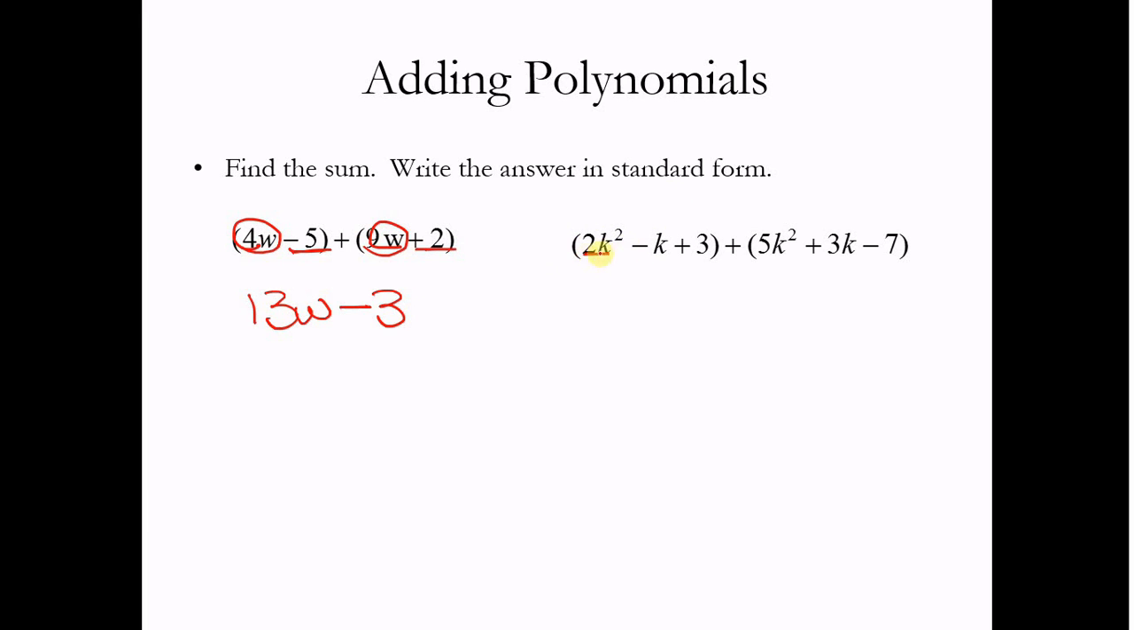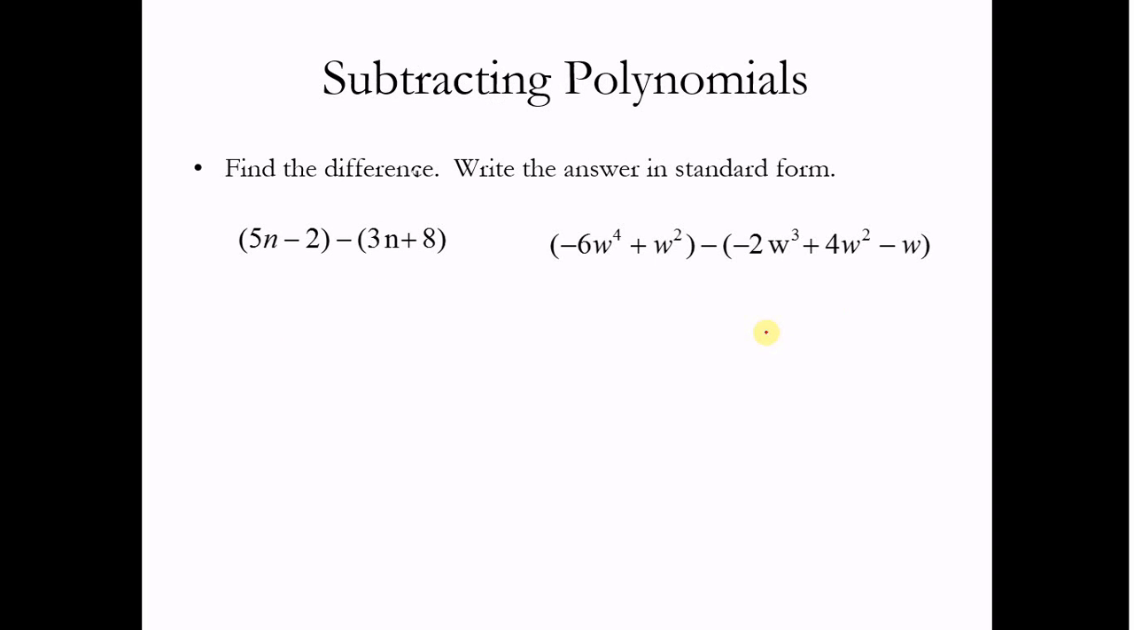Let's combine some like terms here. I got 2k squared, 5k squared, a -k, 3k, and a +3 and a -7. Notice how I'm underlining and circling and kind of doing different things. If that helps you to group things before you actually start adding, by all means do that. So I have a 2 and a 5, that's going to give me 7k squared. -k plus a +3k, that's a +2k. 3 minus 7, that's a -4. So that's my final answer for those ones.